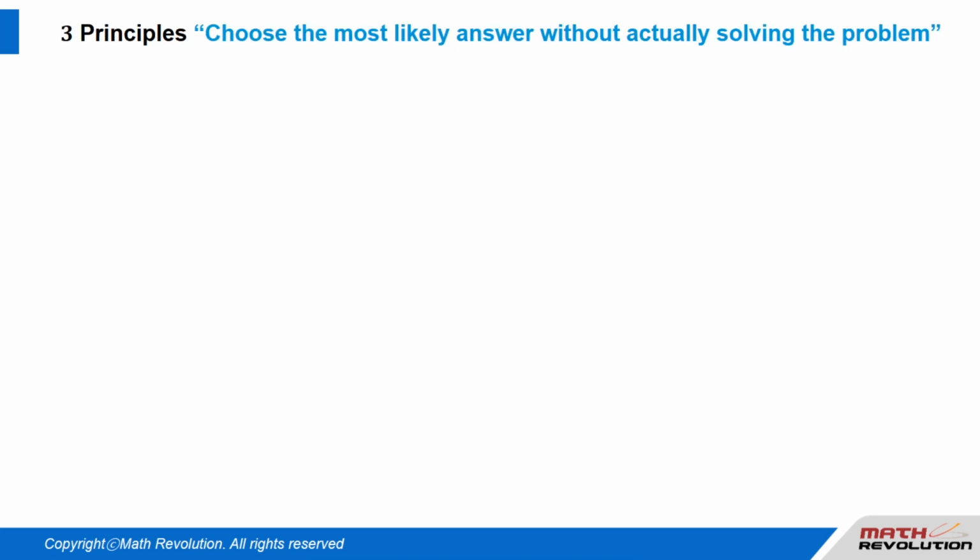3 principles. We are going to look at the 3 principles that you should apply, which will allow you to choose the most likely answer without actually solving the problem. Not having to solve the problem saves a lot of time and is only possible by applying the variable approach method.